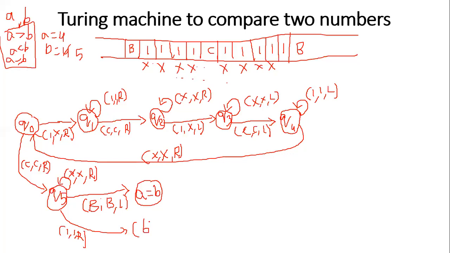B is greater than A. So if B is greater than A, the number of ones in the A part will be finished, and the number of ones in the B part is still pending. How do we know that? The condition to verify whether the number of ones in the A part is finished is if there is a C immediately after X, we can say that all the symbols in the first part are finished.